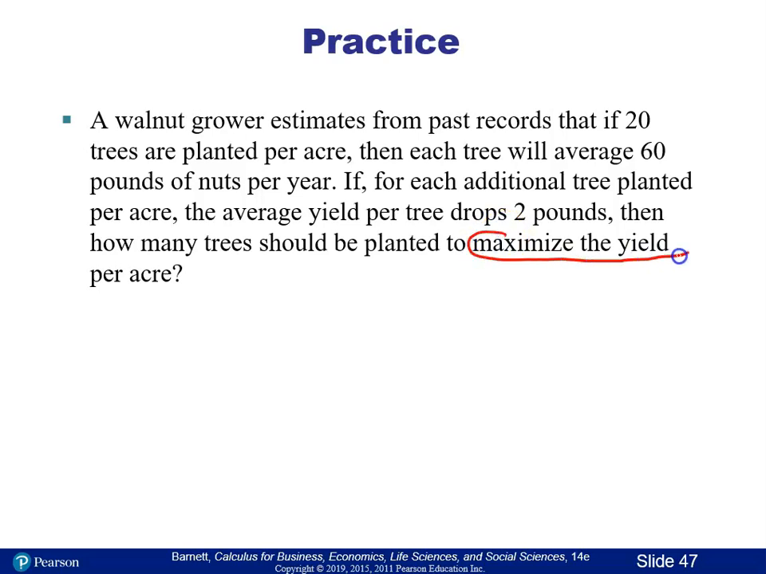Okay, so we want to maximize the yield for this particular problem. What we want to maximize comes from the number of trees multiplied by the pounds of nuts per tree. As more trees are planted, they don't produce as much because they're competing for more things in the ecosystem and so forth in that area, and so it's going to decrease the production for each of those.